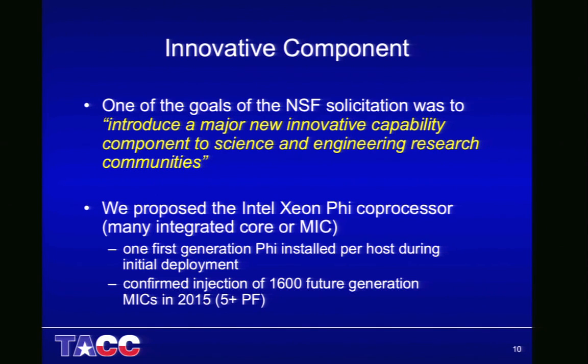And so what we proposed in our bid was to include these Xeon Phi processors. As it stands right now, every one of our compute nodes has an Intel Xeon Phi installed. But in addition to this, part of this proposal also includes funds to upgrade the machine. So in 2015, we will get 1,600 future generation MICs to put in the system. And obviously, that won't fill out the machine. We'll be looking for more funding to try to do that. But we do have an upgrade path to actually try out the next generation architecture, even as part of this process.